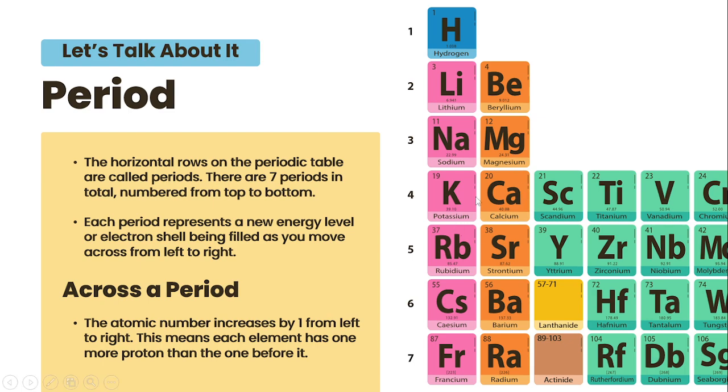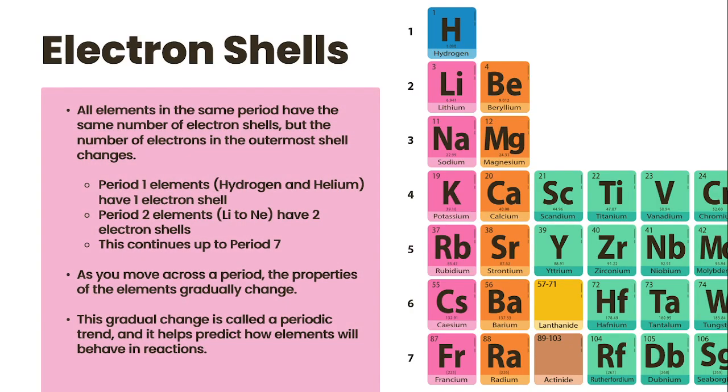This means each element has one more proton than the one before it. Calcium has one more proton than potassium. Scandium has one more proton than calcium. Titanium has one more proton than scandium. And vanadium has one more proton than titanium. All elements in the same period have the same number of electron shells, but the number of electrons in the outermost shell changes.